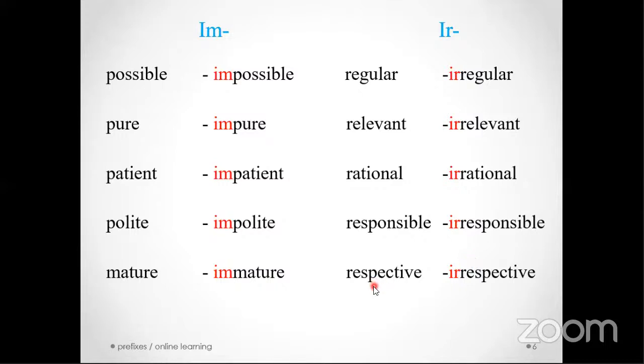So the last one, respective, adala, නැත්නම් අනුපිළිවෙලක් සහිත කියන එක. So we can add the prefix IR there. So irrespective, පිළිවෙලක් නැති, irrespective, right? So write them down.